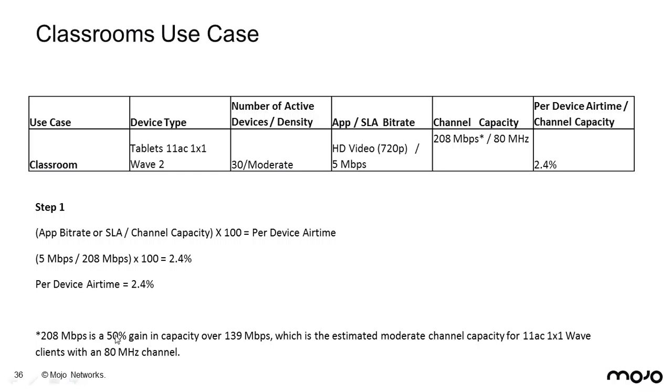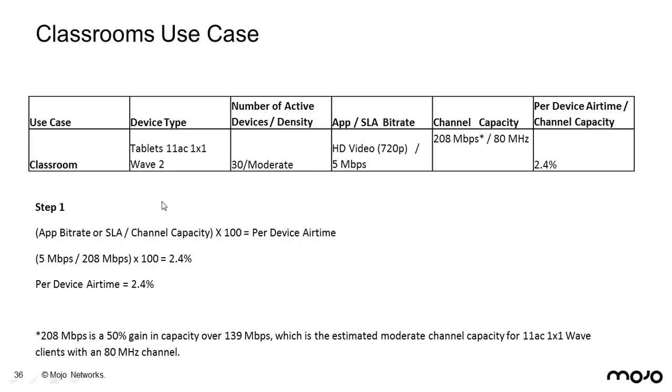Now, conservatively, I'm saying that if these are Wave 2 devices, we're going to see at a minimum a gain of 50% in capacity over the 139. Some tests have shown it's over 2x, but we're not saying that. We're just going to say a modest 50% gain, and we'll design that way to be conservative. Again, these have to be Wave 2 devices, and the AP has to be a Wave 2 AP.